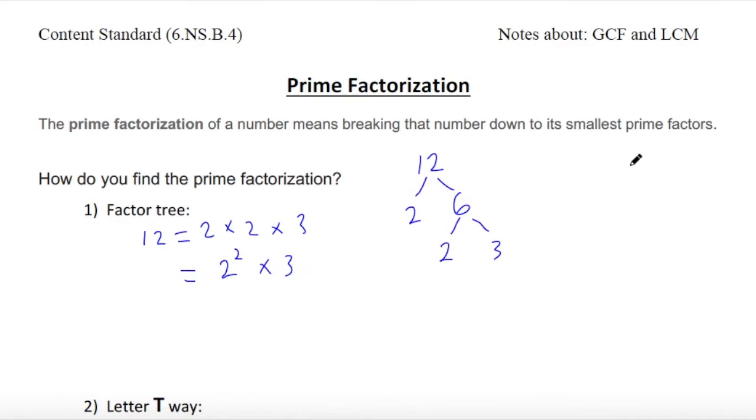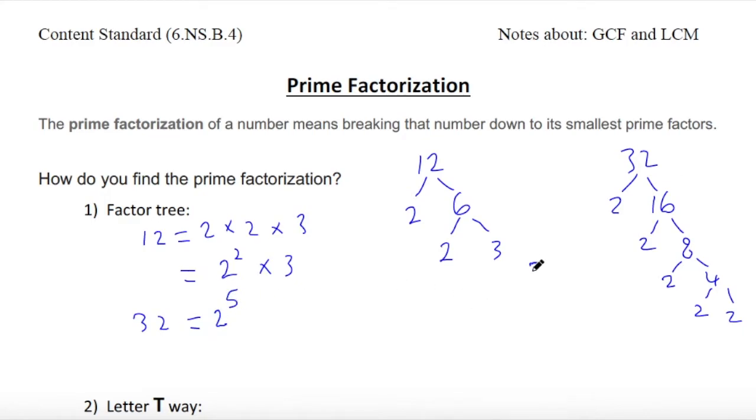Another example, if you have 32, you will make it 2 times 16. For 16, it can be 2 times 8. For 8, it can be 2 times 4. For 4, it can be 2 times 2. So you have 1, 2, 3, 4, 5. So we can write 32 as 2 to the power of 5.